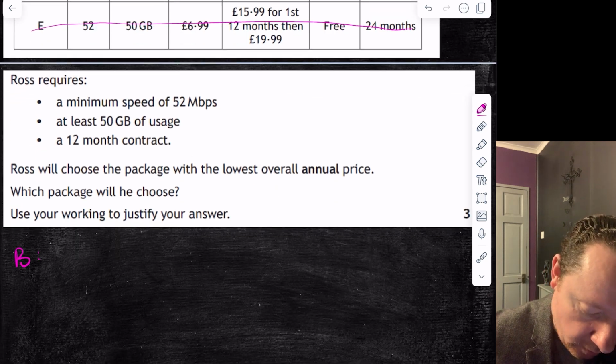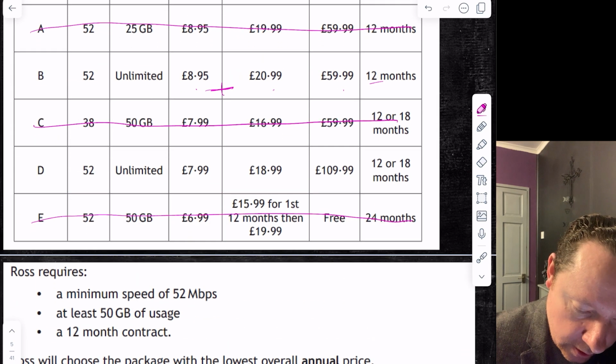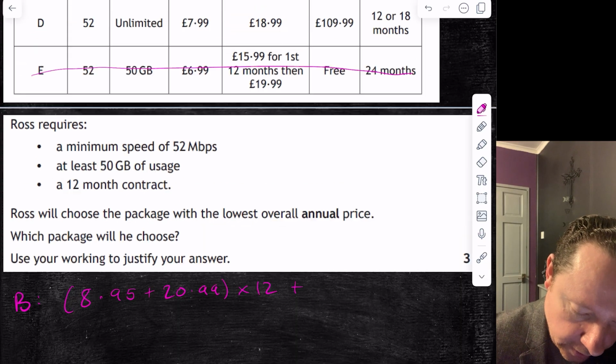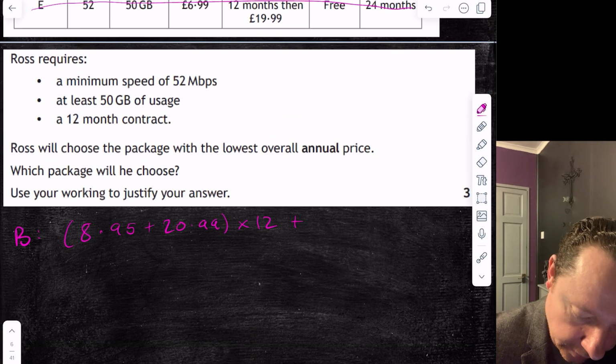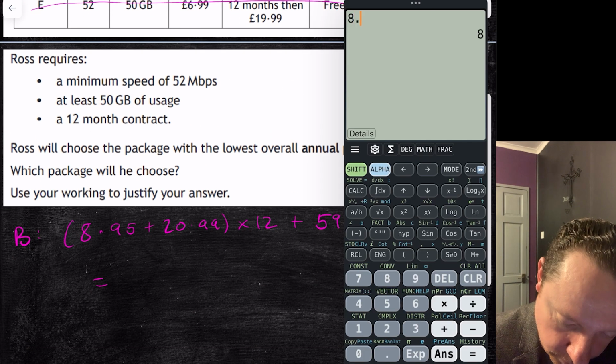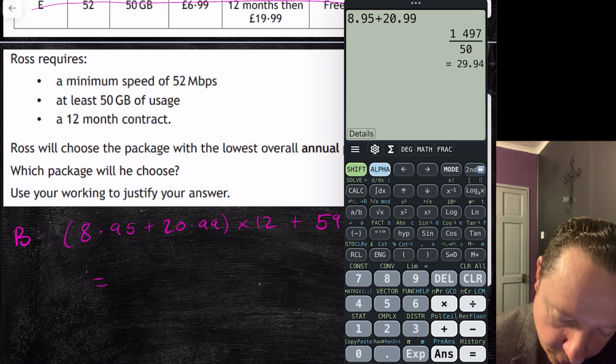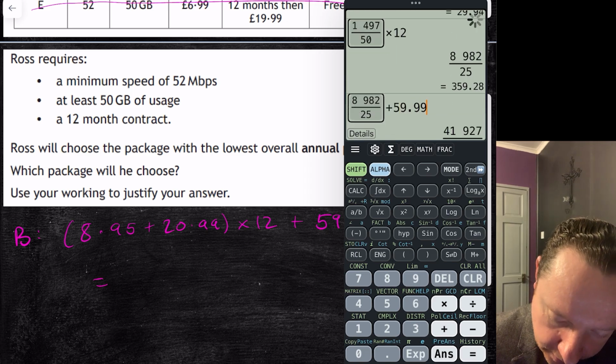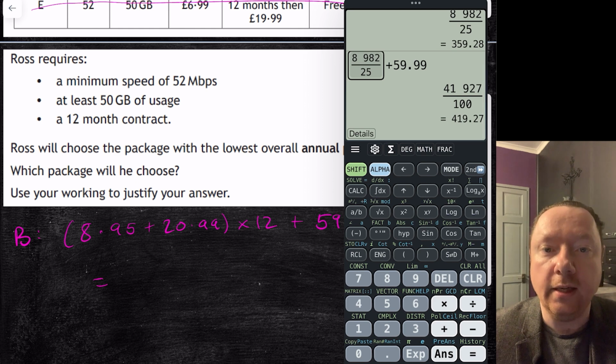So that's £8.95 plus £20.99. That gets times by 12 and then we add on the initial fee of £59.99. So £29.94 times 12 is £359.28 plus £59.99 gives us a total of £419.27.